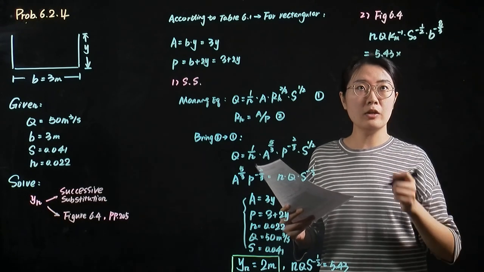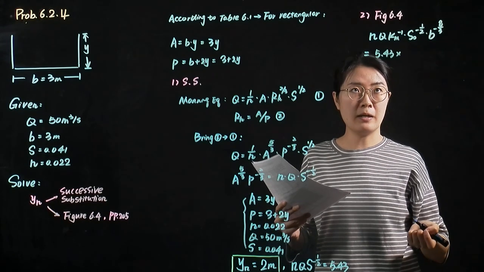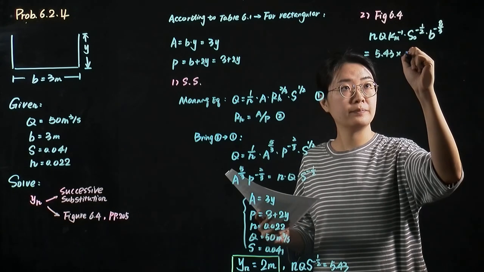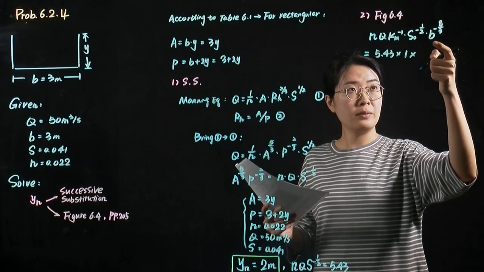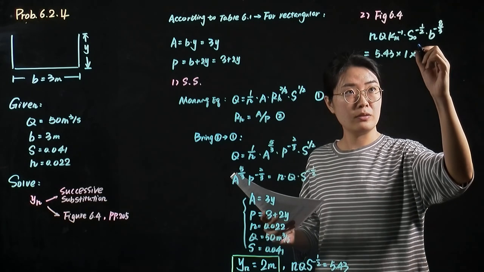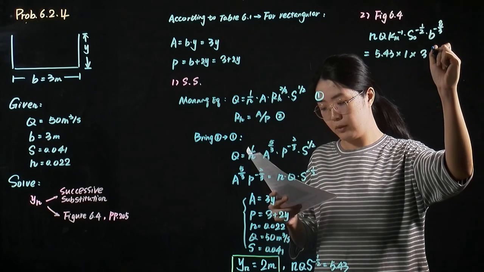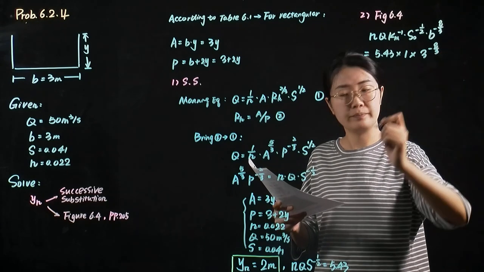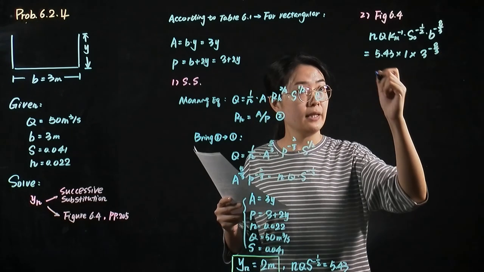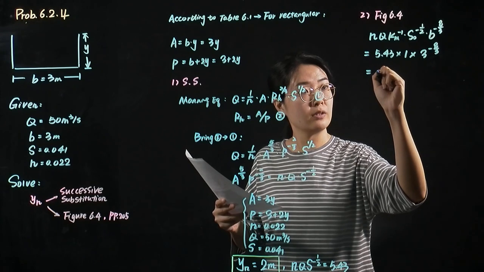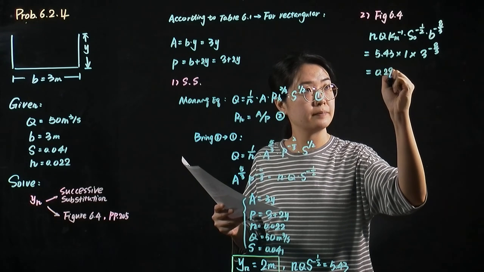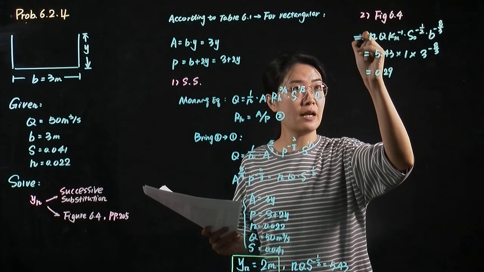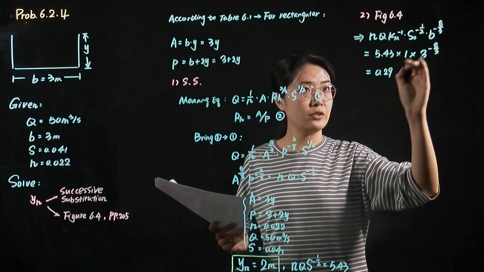In the metric unit, k sub n is the unit transformation coefficient. It equals 1. And then we need to multiply by the bottom length, which is 3 to the power of minus 8/3. And then we can get the value of this term. It equals 0.29. So this is our first step, to calculate the value of this term.